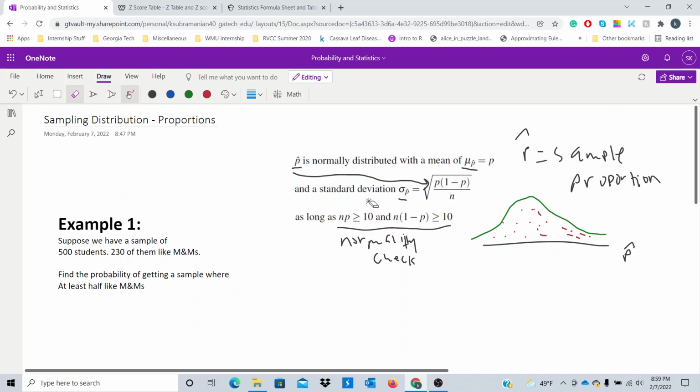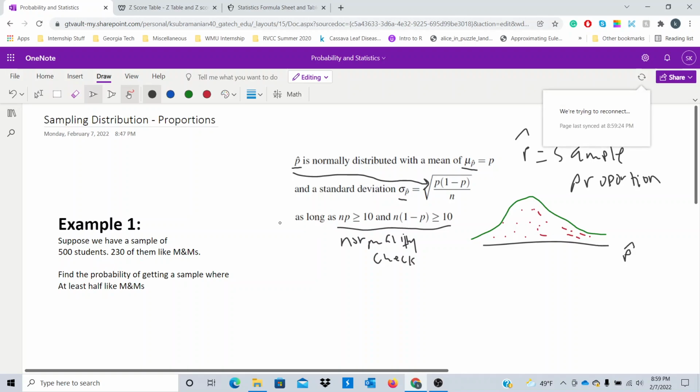The concept still remains the same. It's just that certain books and websites have defined this normality condition a bit differently, so they might change this 10 to, say, a 15, or they might change it to a 5. It really depends on what resource you're using, but let's not worry about that for this video. We're going to use the normality check here as is to do the problems that we need to do, and it'll still get the point across.